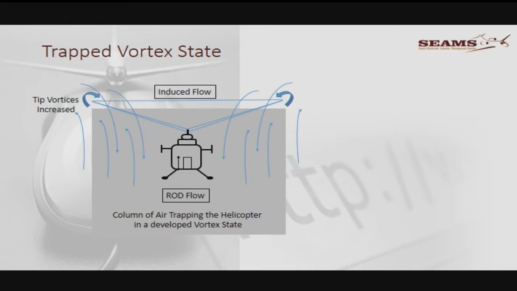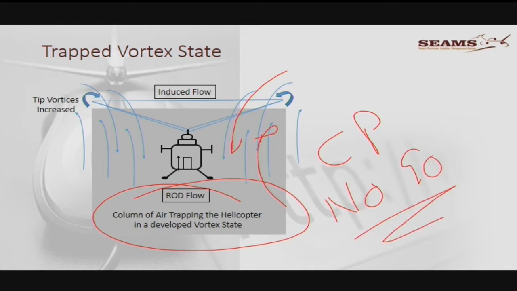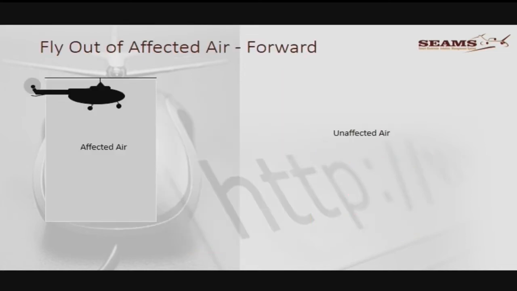So you are trapped in a vortex ring state. There you've got all your induced flows, there's the opposing flows, and everything is doing that, and you are sort of trapped inside here. Once you are trapped inside, the CP, collective pitch, is no-go, because whatever you're going to do is just going to increase or worsen this effect. All right, so what must we do?